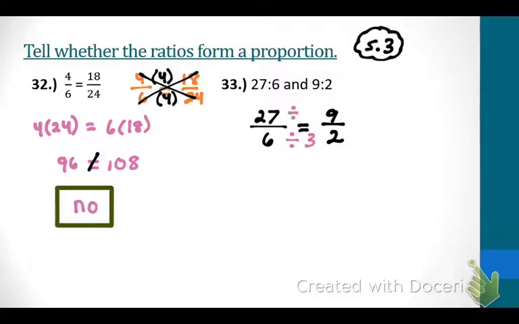Let's see if the same thing works up here. Guys, what's 27 divided by 3? 9, because it does equal 9. The answer would be yes, this equals a proportion.